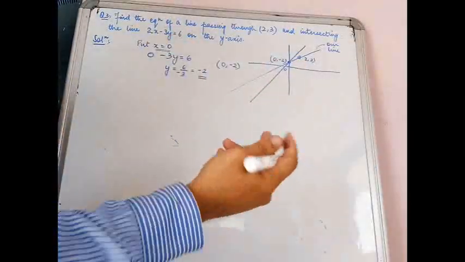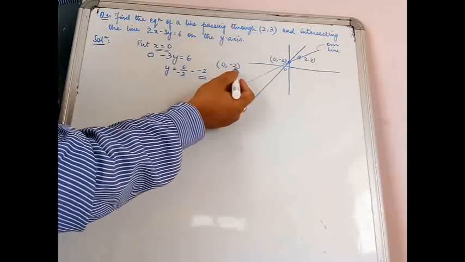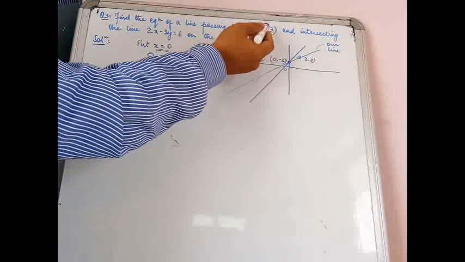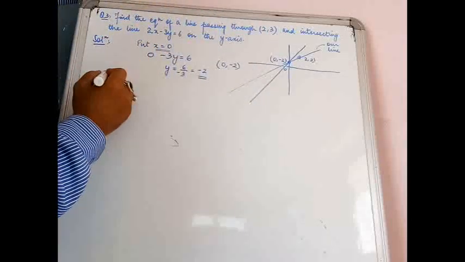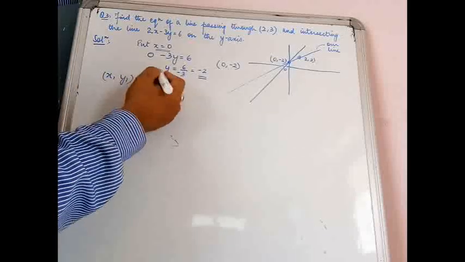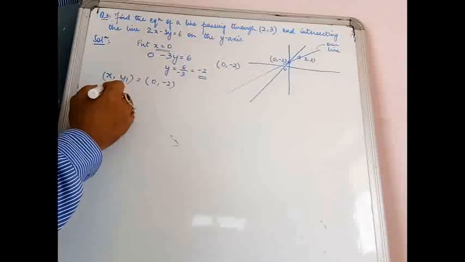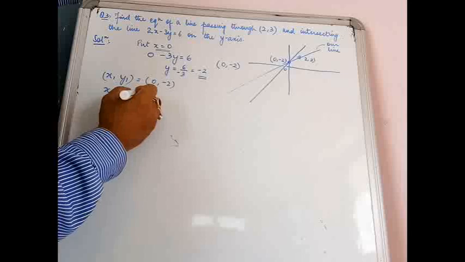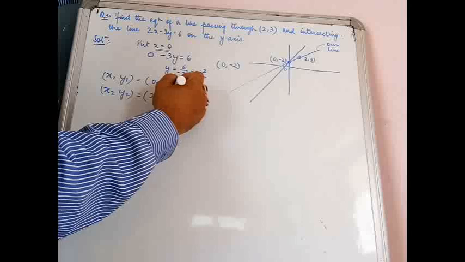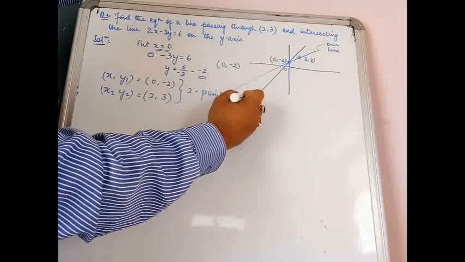Now we have two known points. One point we have just calculated, (0, minus 2), which is the point of intersection of these two lines, and the other point was already given. So for our 2 points, you can take x1, y1 to be (0, minus 2), the point we have just calculated, and take the second point as x2, y2, which was already given, so that was (2, 3). This is the 2-point form, so we can apply it.